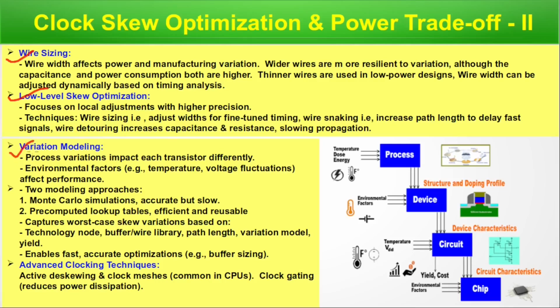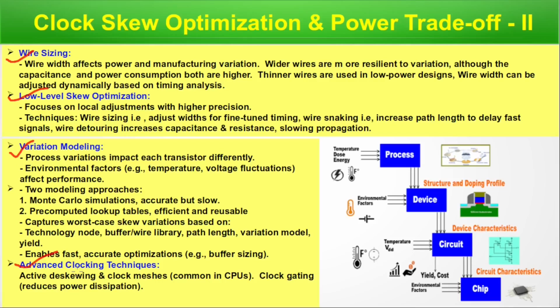Now variation modeling. Process variation impacts each transistor differently. Environmental factors, that is temperature and voltage fluctuation, affect performance. Now two modeling approaches are there: Monte Carlo simulation, that is accurate but slow, and pre-computed lookup table, efficient and reusable. Captures worst case skew variation based on technology node, buffer wire library and path length, variation model, yield, etc. That enables fast, accurate optimizations, that is buffer sizing.